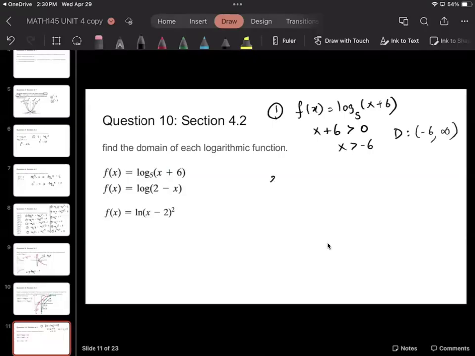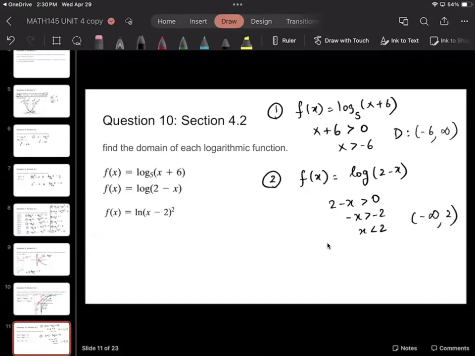That's it. So now do the same thing for the second one. It is log of (2 minus x). So again, 2 minus x has to be greater than 0. Which means that -x is greater than -2, or x is less than 2. So this domain is (-infinity, 2). Okay, so that is the domain of this function.